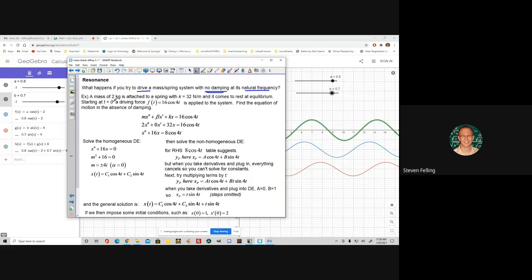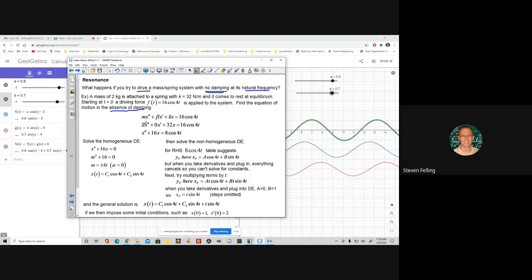Starting at time t equals 0, a driving force is applied. F of t is 16 cosine of 4t, so it has a circular frequency of 4. Find the equation of motion in the absence of damping. So we would start with our general equation here, which is mass times the second derivative plus beta times the first derivative plus k times x equals the driving function. And then we fill in what we know.